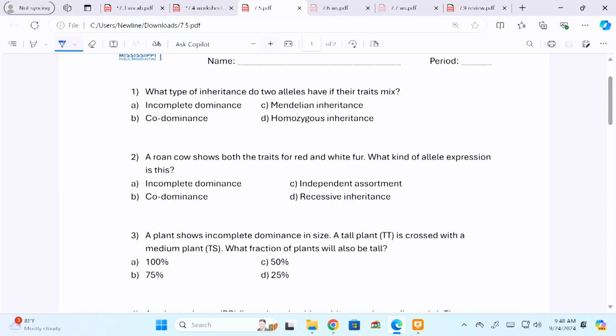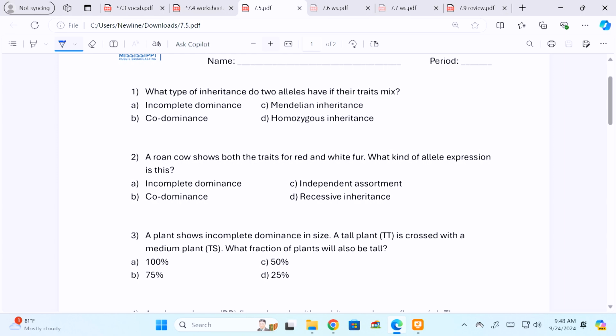All right, y'all, hopefully this didn't give y'all any problem, but just in case it did, I'm going to review it with y'all. So let me get y'all's attention up here. Y'all feel free to change or add anything you don't have, and hopefully this will clear up any confusion we might have. All right, so number 1 says, what type of inheritance do 2 alleles have if their traits mix?